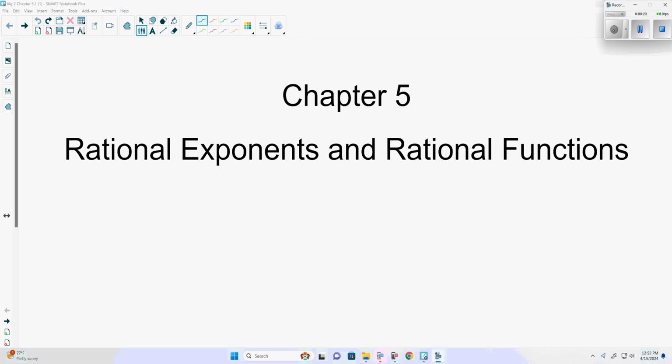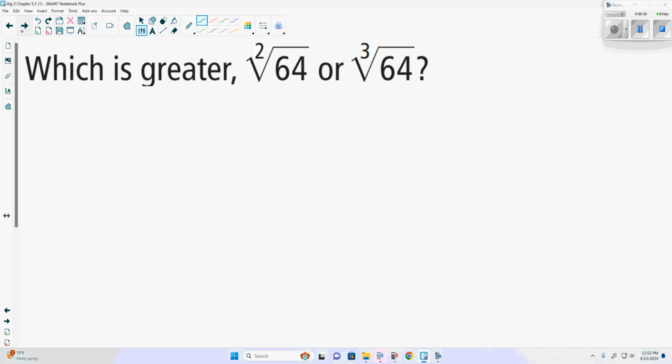So what we're covering today, or what we're starting with in chapter 5, is rational exponents and rational functions. So we're talking about radicals, square roots. Now the first thing we're looking at is the square root of 64 and the cubed root of 64. Now which one of these is bigger?